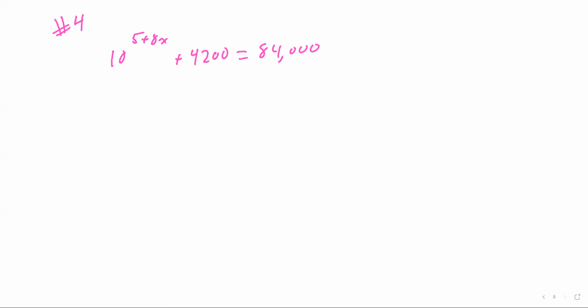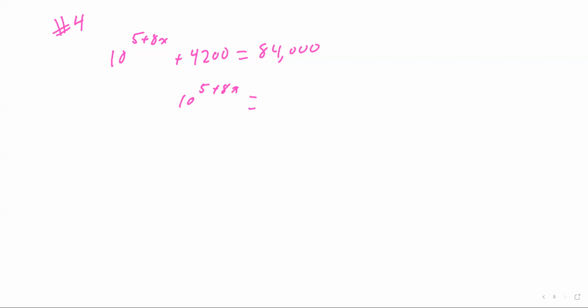That's an 8 right there, not a gamma. That's exactly what you do. Before you can apply a logarithm, you need to isolate where your exponent is. So I'm going to go ahead and subtract 4,200. That's going to give me 10 raised to the 5 plus 8x.